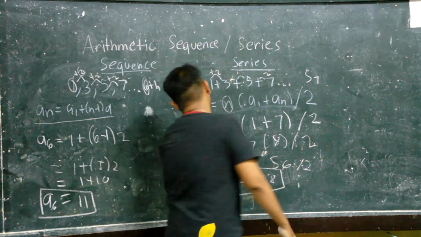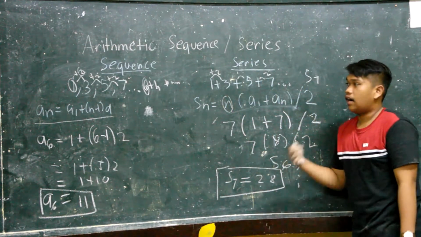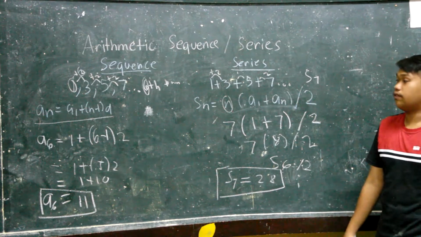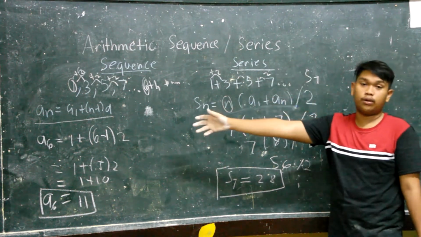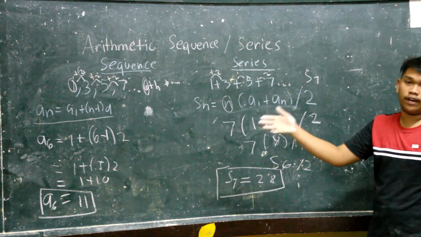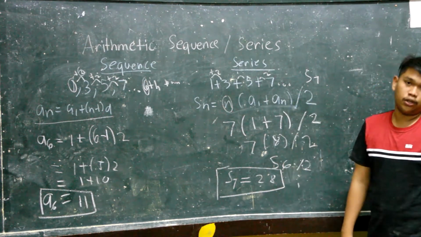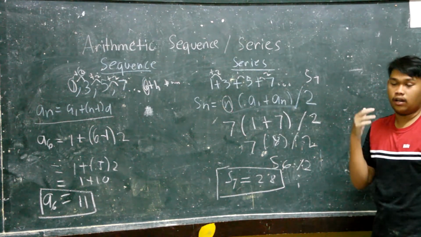So that is how you find the sequence and the series. The only difference is that in the sequence you are only tasked to find the nth term. However, in the series you are tasked to find the sum of the whole terms.